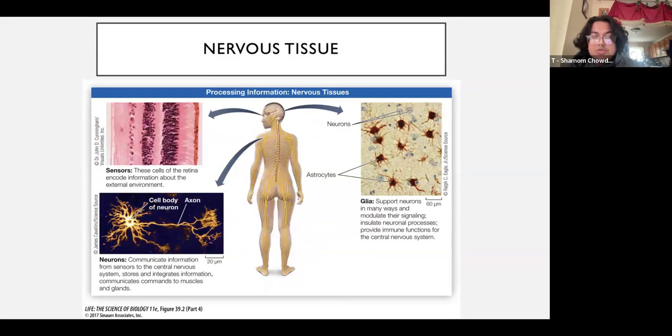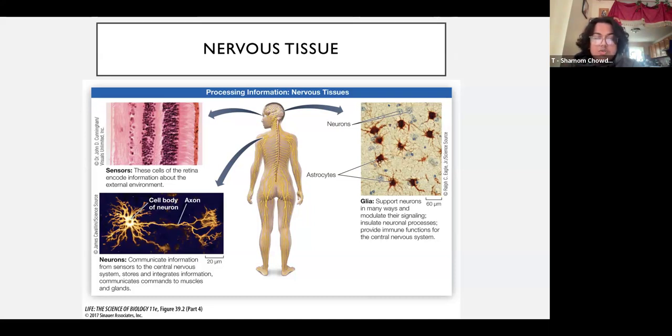Furthermore, there's nervous tissue. Nervous tissue is part of your brain, sensory system, etc. There are sensors, such as the cells of the retina, which encode information about the sensory environment. Obviously you have your brain and the spinal cord, but you also have your peripheral nervous system, which is everywhere throughout your body. So you need sensors to help detect any stimuli from the environment.